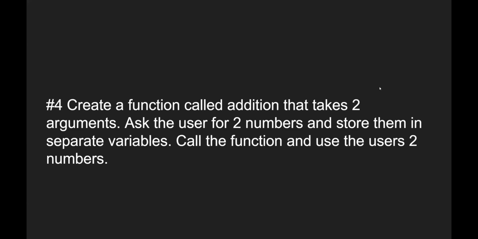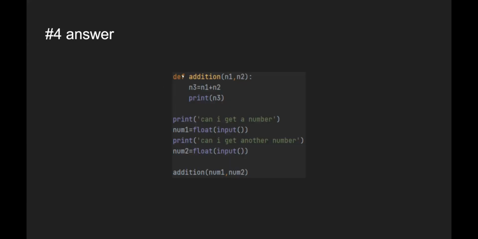Okay, I'll go over the answer. So I would create a function called addition, and then it takes 2 arguments, and then it's number 1 and number 2. So we said number 3 equals number 1 plus number 2, and then we'd print number 3. So we'd print, can I get a number? And then number 1 would be the user's input, and then we have to convert it into a float.